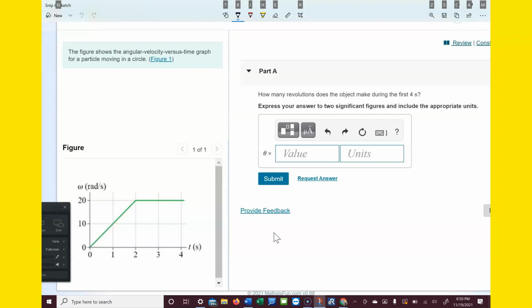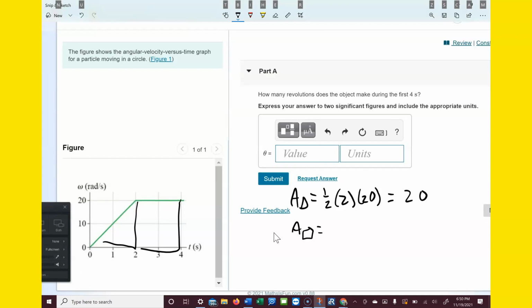So I just got to do the area here. If I do this triangle's area plus this rectangle's area, the triangle area is 1/2 times 2 times 20. That is 20. And the area of the rectangle is just going to be 2 times 20, which is 40. So add that together, it should be 60 radians. So the answer to that problem should be 60 radians.